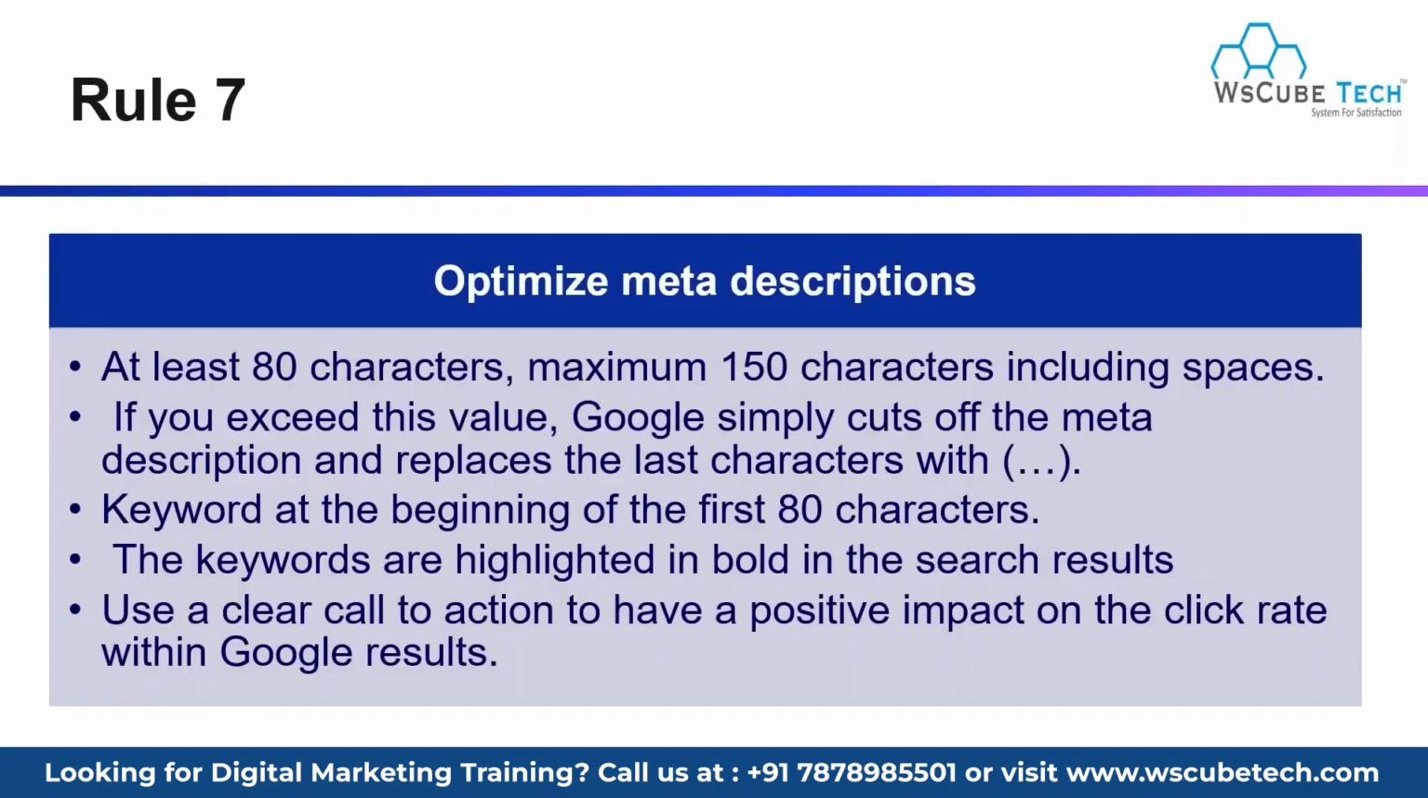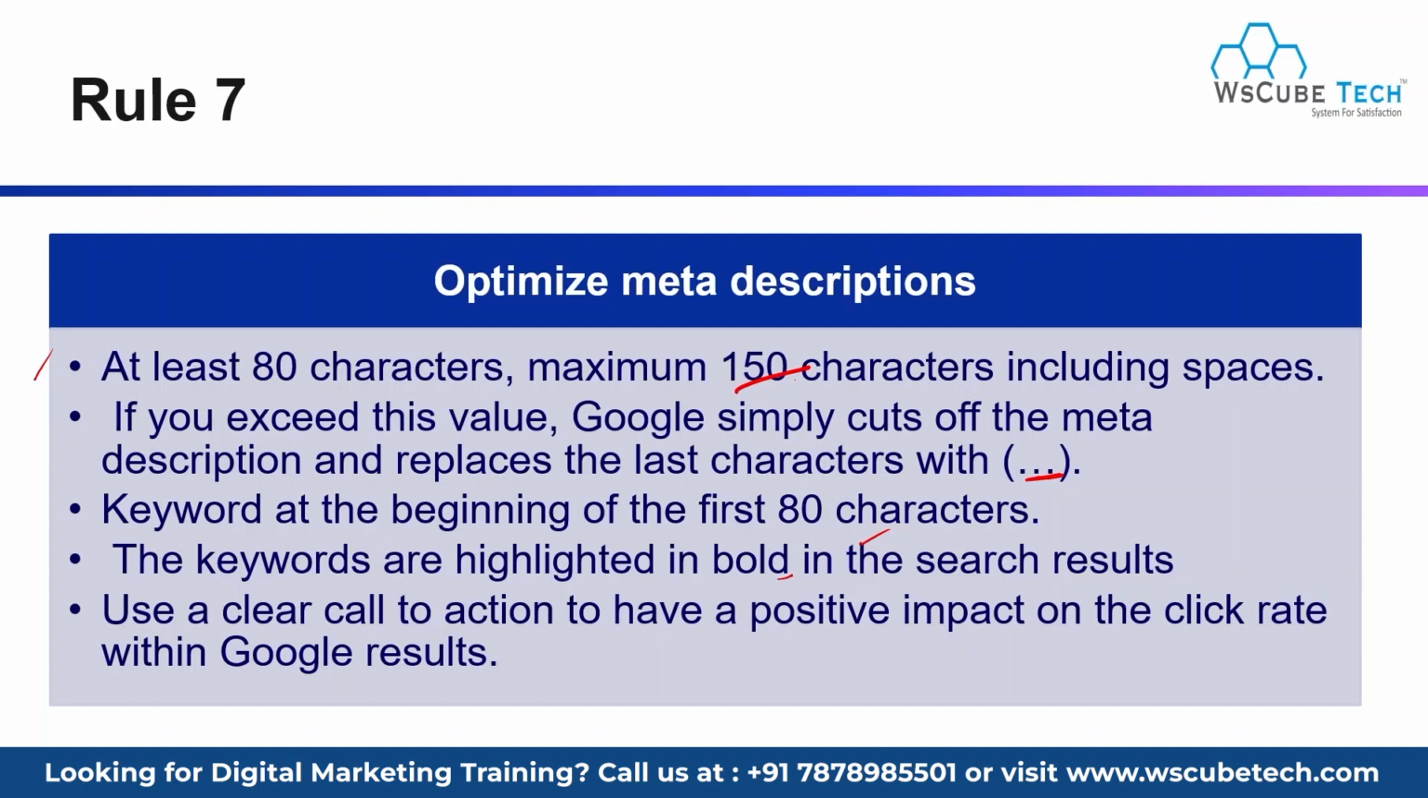Rule number 7 is for your meta description. You have to optimize the meta description. It should be at least 80 characters and a maximum of 150 characters including spaces. If you exceed this value, Google simply cuts off the meta description and replaces the last characters. Put the keyword at the beginning of the first 80 characters. The keywords are highlighted in bold in the search result.